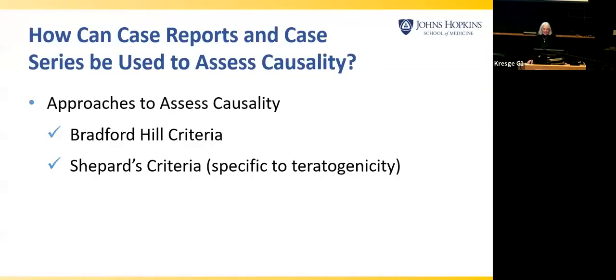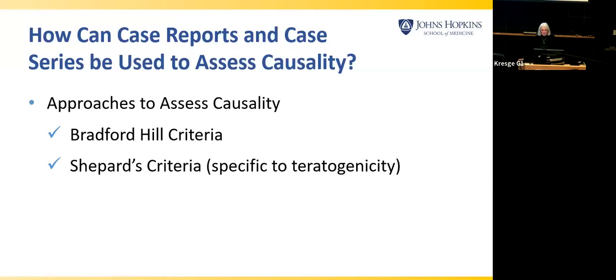So can we just use those case reports and case series to assess causality? I think it's important to note that you can't just see a single case and say, oh, that means the drug caused this. Obviously, that isn't what you can do. But you do have to go through some sort of approach.